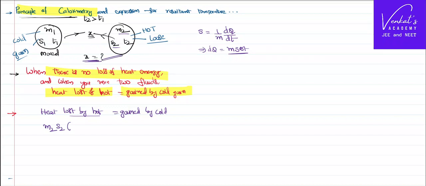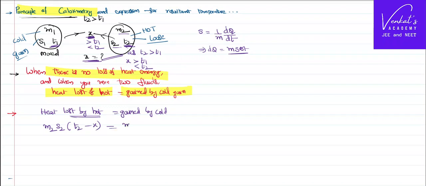You will get a resultant temperature X. How will the temperature be? As T2 is greater than T1, X will be such that X is greater than T1 but less than T2. I will get a temperature somewhere intermediate between T1 and T2, which is X greater than T1 but less than T2, obviously. So m s delta T for the hot body heat loss: the temperature goes from T2 down to X.